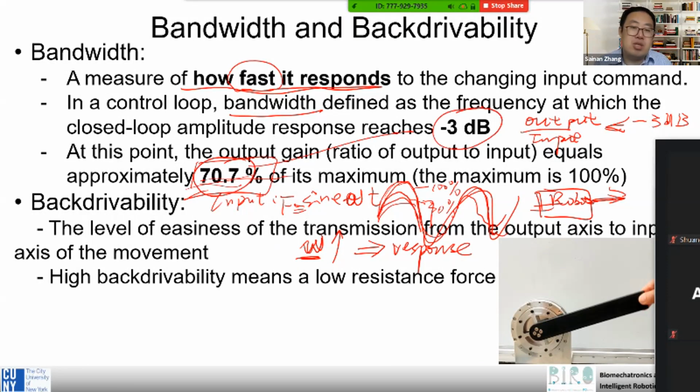Essentially, the input magnitude is here and the output magnitude is here, and we use the output divided by the input. Is that clear now? What's the definition of bandwidth? Any questions?